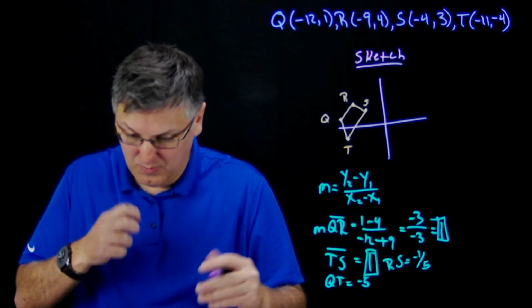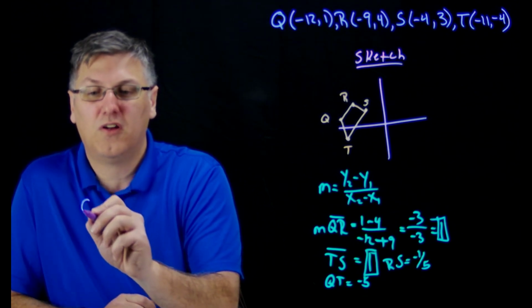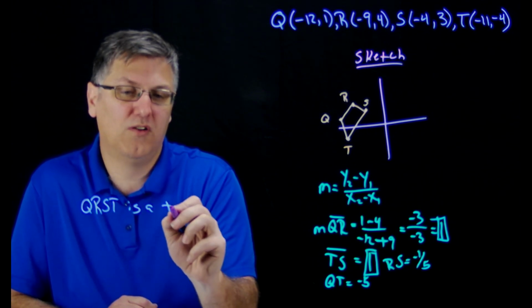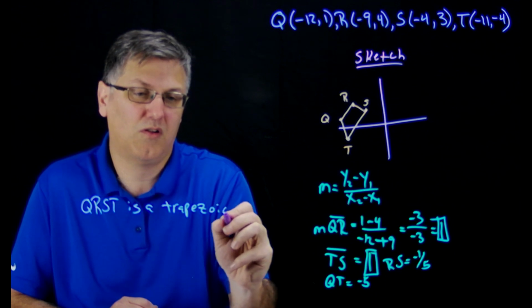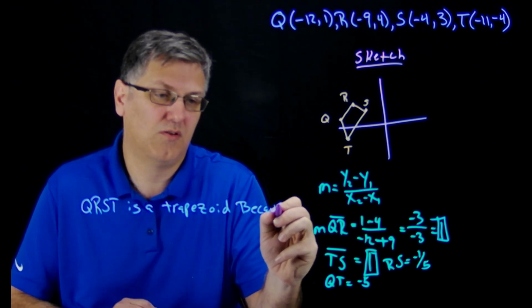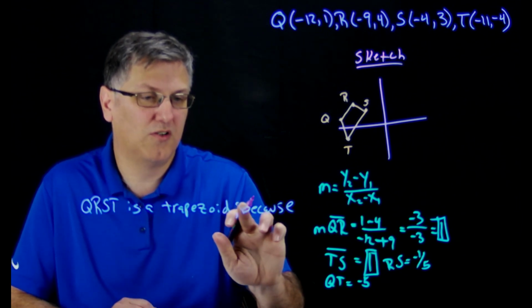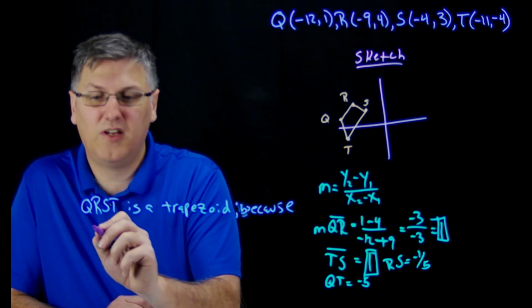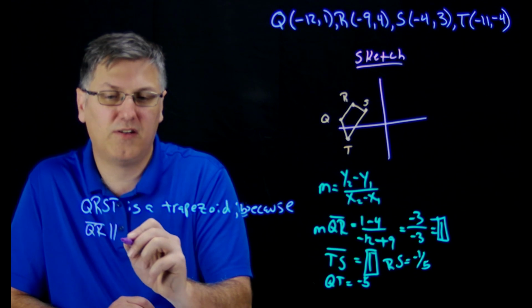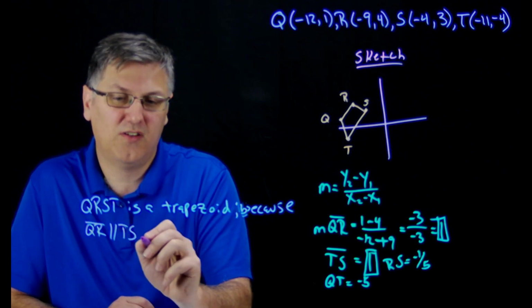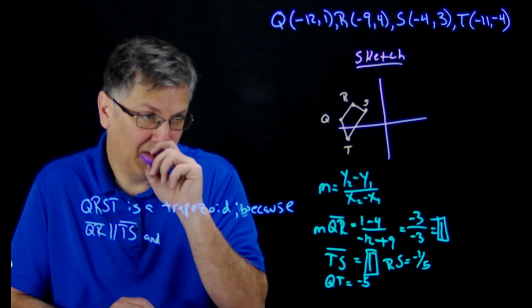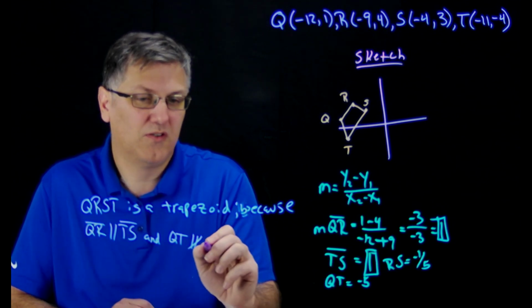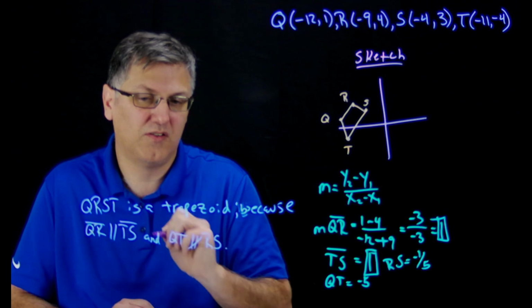So we can just simply write a statement, something along the lines of: QRST is a trapezoid because, shouldn't capitalize the because, let's say QR is parallel to TS and QT is not parallel to RS, and I'm done.